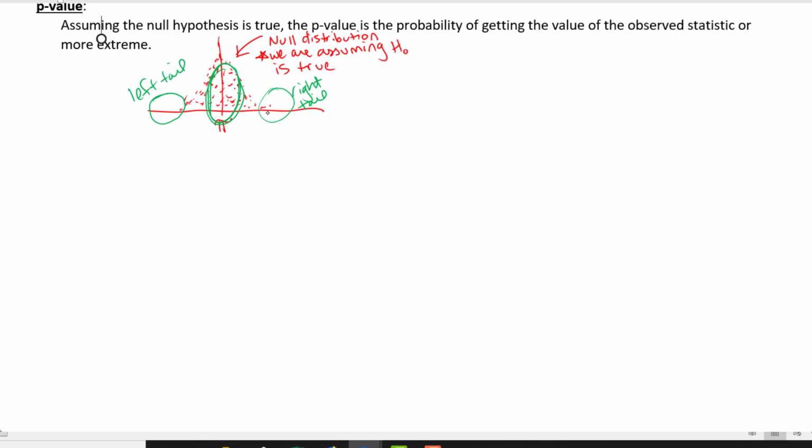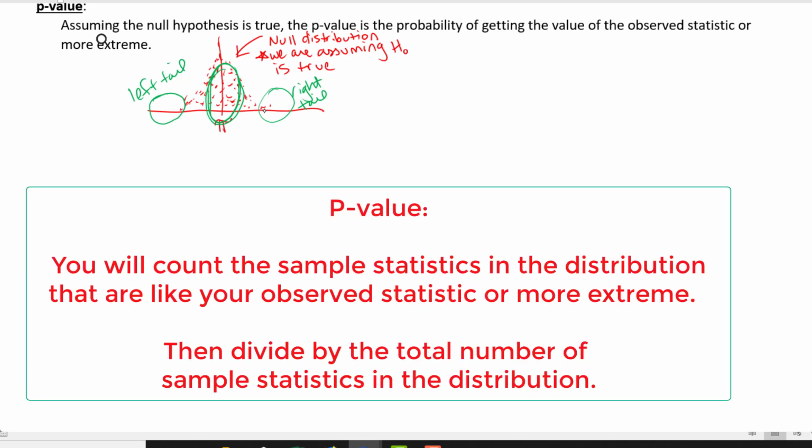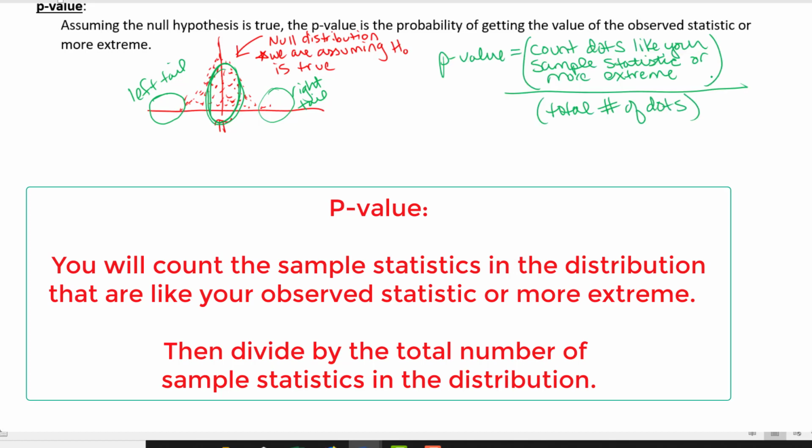Basically, you will count the dots that are like your sample statistic or more extreme, and then divide by the total number of dots. So the p-value, you count the dots that are like your sample statistic or more extreme and divide by the total number of dots. Again, the dots here are in your distribution. But remember, the dots represent the sample statistics we expect to get if the null hypothesis is true. So you're counting samples that would be like yours or more extreme out of the total. It's giving you a probability of getting a sample like yours if the null hypothesis were true.